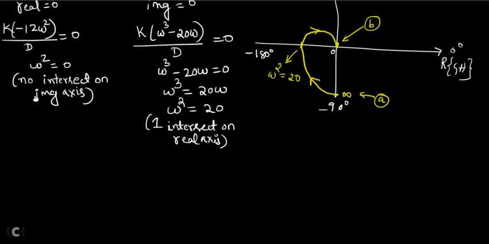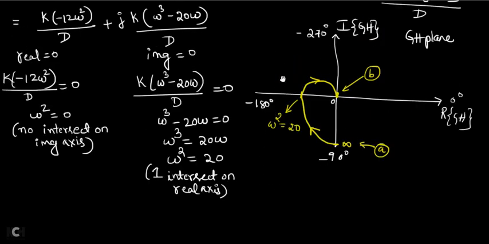Is there any intersection on the imaginary axis? No. On the imaginary axis, there is no intersection. The only intersection is present at infinity, that is not shown here. Is it clear? So there is no cutting on the imaginary axis. Done. So now this is my half of the Nyquist plot for section A to B.